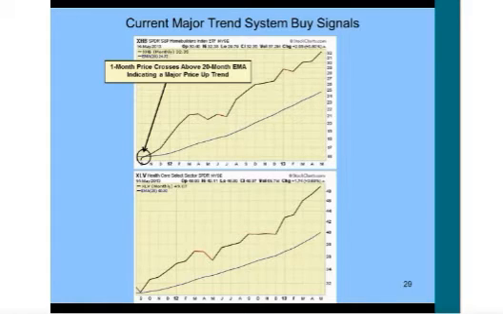Here's another example. This is the healthcare sector ETF, and again we can see the 1-month price above the 20-month EMA, indicating a buy signal, and the major trend is up.